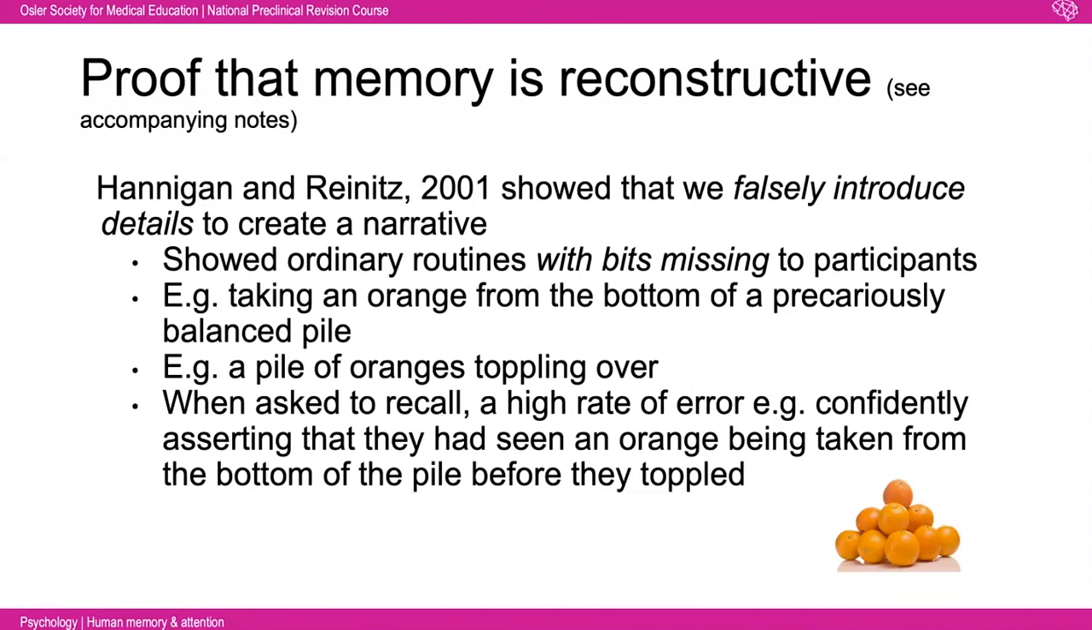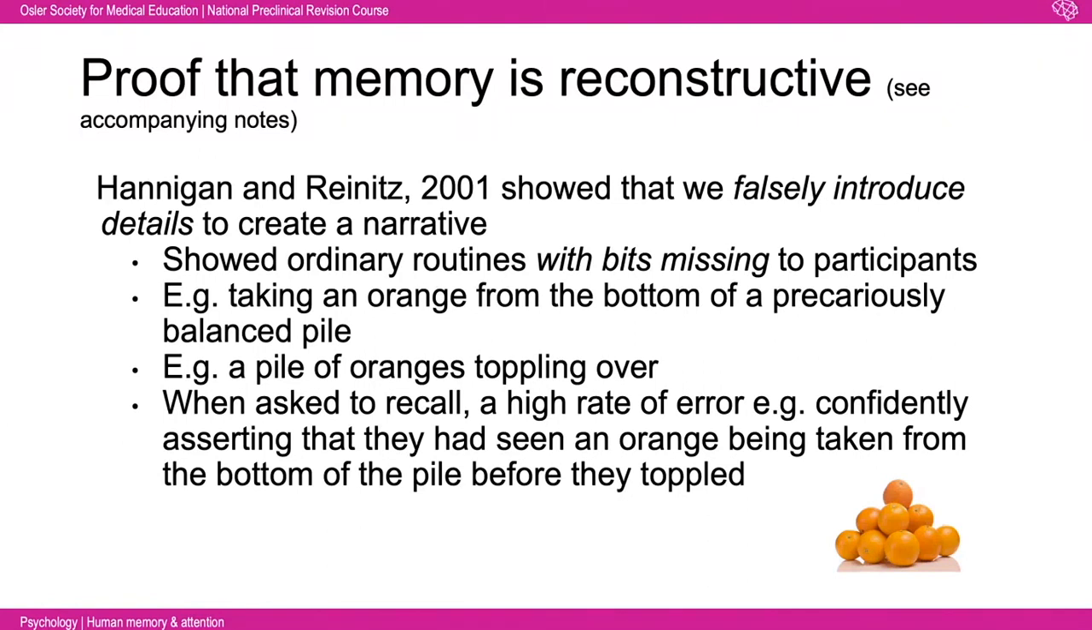So there's lots of proof that memory is reconstructive. We can start just by thinking about all those times that we've remembered something differently to someone else that saw something. But there's also formal, more psychometric evidence. As an example, Hannigan and Reinitz in 2001 used depictions of piles of oranges, and they either showed someone a depiction of loads of oranges falling over, or of someone taking an orange from the bottom of a pile, causing theoretically a risk of oranges falling over.